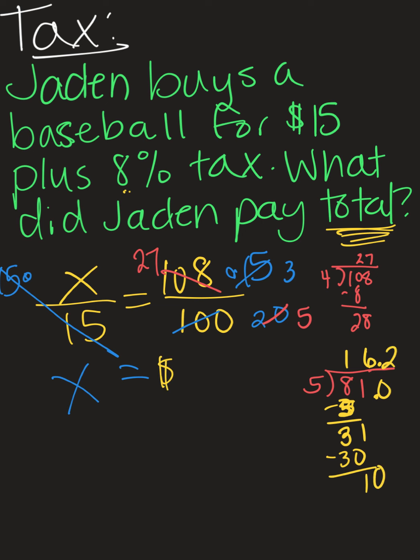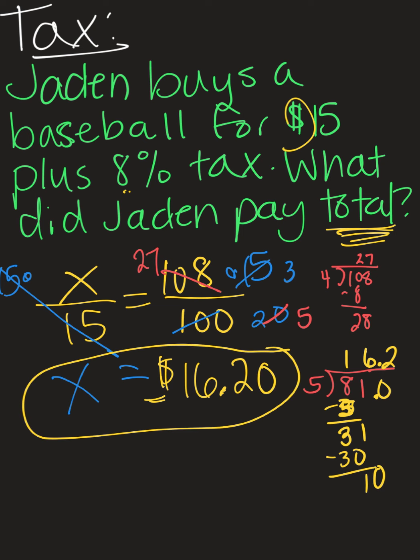So I have 16.2, but you'll notice, and if you remember, this is a cost. And cost has to have 2 digits for a decimal because we don't have money in 1 digit. So I'm just going to place a 0 at the end there. The total cost is $16.20.